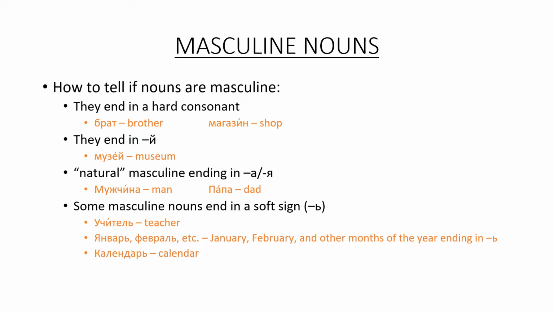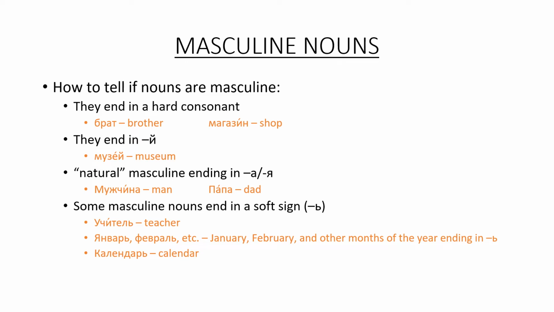There are some masculine nouns which are referred to as natural masculine nouns. These include мужчина, man, and папа, dad. As a lot of these nouns will end in а or я, they decline like feminine nouns. Finally, some masculine nouns end with a soft sign, such as учитель, meaning teacher, январь, февраль, and other months of the year ending with a soft sign, and календарь, meaning calendar.